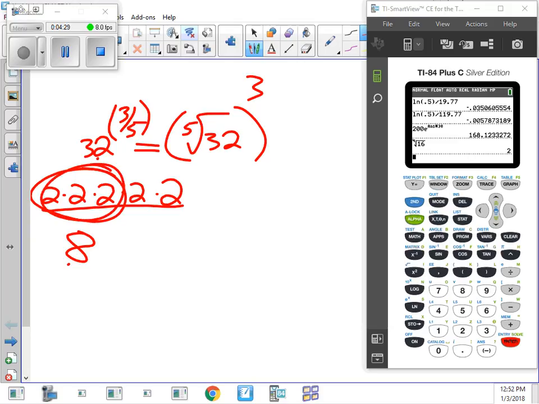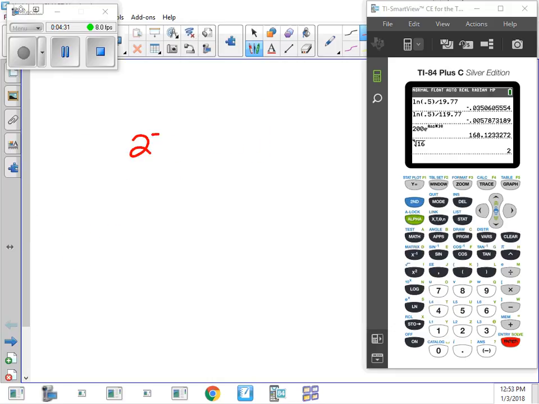Okay. What about this? Can 27 be split up into 3 equal multiplications? Yes, what would they be? 3 times 3 times 3. And the answer I'm looking for contains 4 of those 3's. So I need to put another one on there, and I get 81.